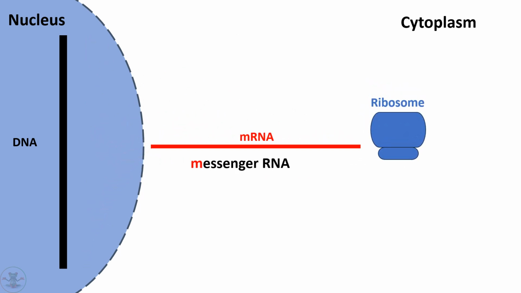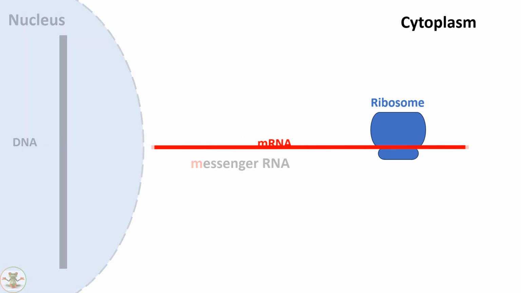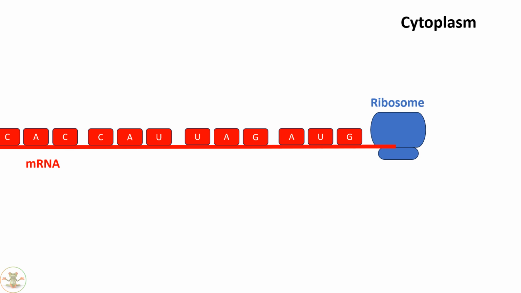The mRNA moves out of the nucleus and to the ribosomes. The ribosomes are able to scan the code and make proteins. The ribosome reads the messenger RNA code in 3s, or codons. The first code to be read here will be AUG.